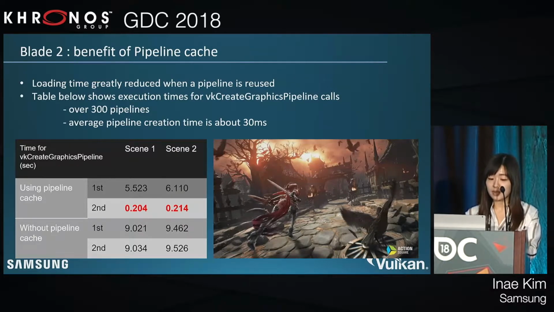How about with pipeline cache? It takes less than 1 millisecond. As you can see, the second loading has a big difference with using pipeline cache. It improved from 9 seconds to 0.2 seconds. Also, the first loading time using pipeline cache has improved from about 9 seconds to 5.5 seconds. It's better than before.